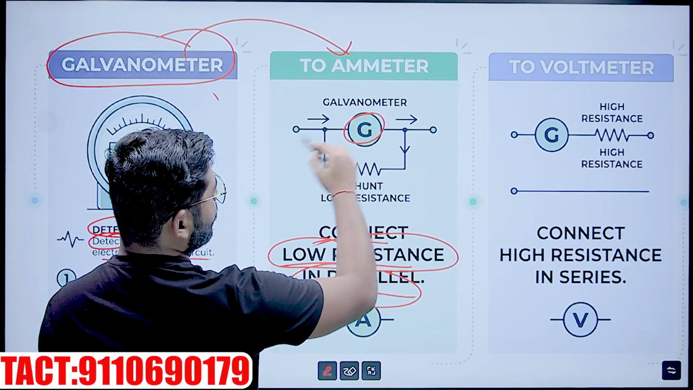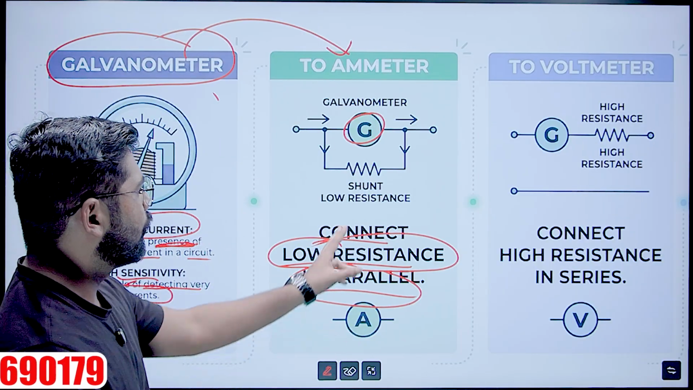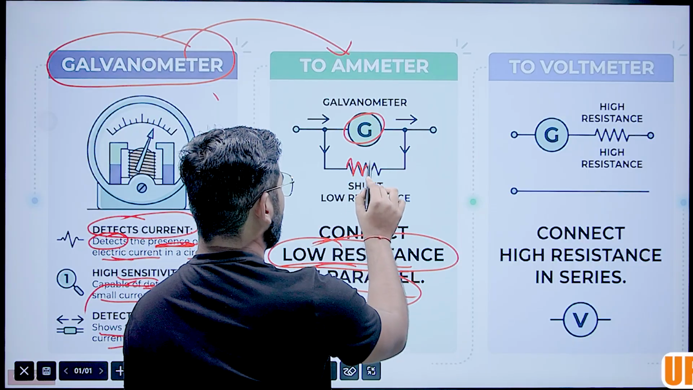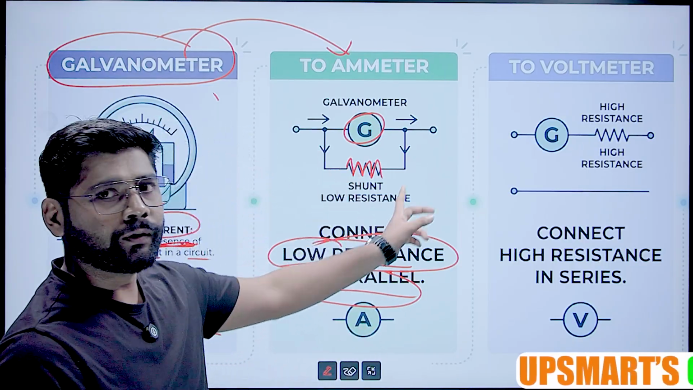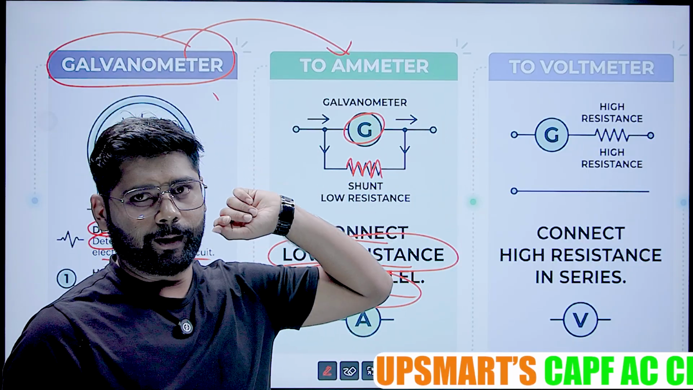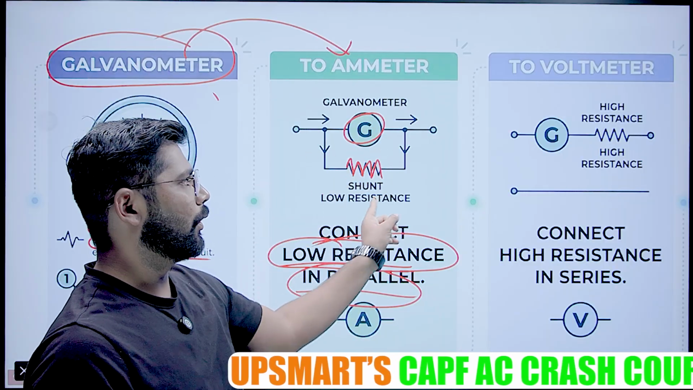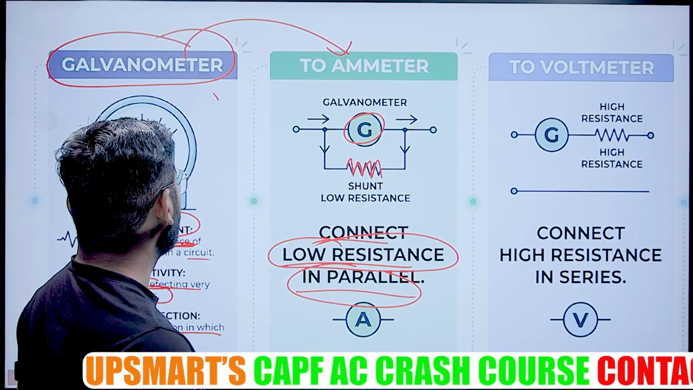This is the galvanometer. We have connected a low resistance in parallel to the galvanometer. Why? Because we are allowing movement of current here. It is detecting current, and we are allowing movement of current.